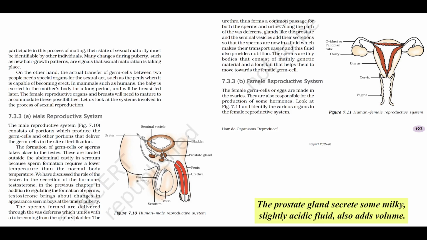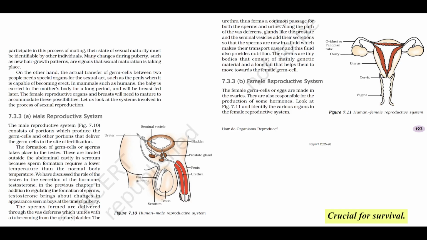Also adds volume. The prostate gland secretes a milky, slightly acidic fluid, also adds volume. Key functions: aids sperm motility, helps them swim well, and contains substances that protect sperms from the acidic female reproductive tract. Crucial for survival. So think nourishment from seminal vesicles, motility, and protection from the prostate. Seminal vesicles, nourishment, fructose. Prostate, motility, aid, and protection.